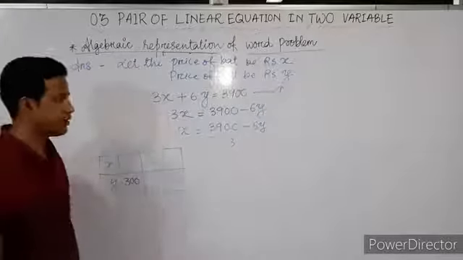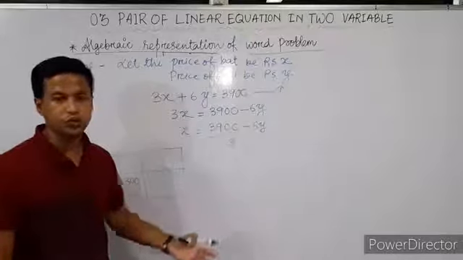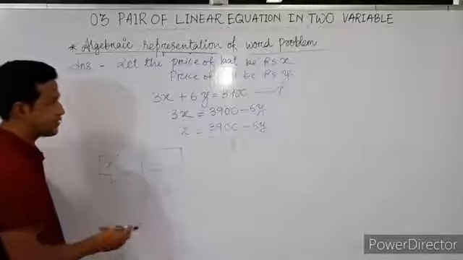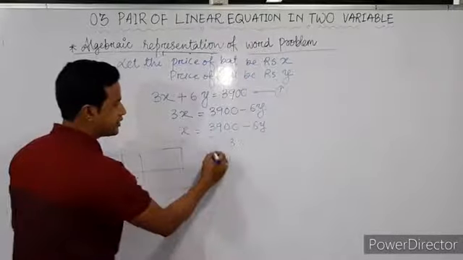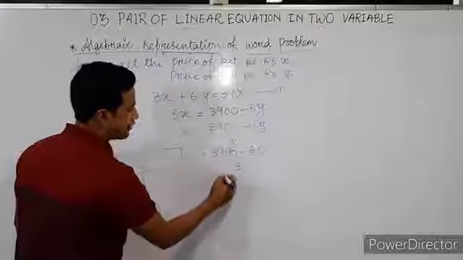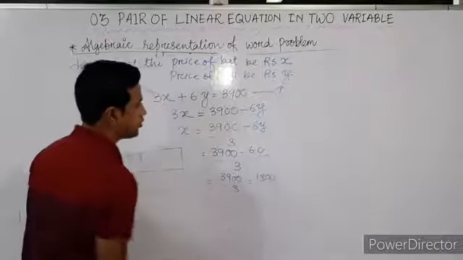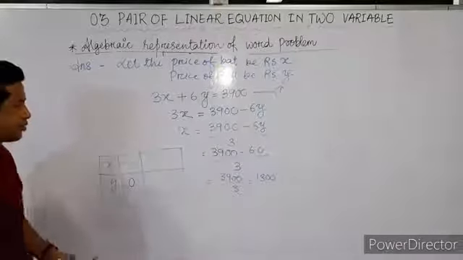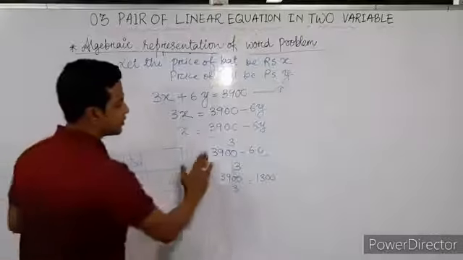If I put 300, similarly here we put it and solve. So it's up to you what value you are going to take. Let's find out with the first one. If I take the value of y as 0, what will happen? This is (3,900 minus 6 into 0) divided by 3. So that will be 3,900 by 3. I got 1,300. So if I put the value of y as 0, I get x as 1,300.